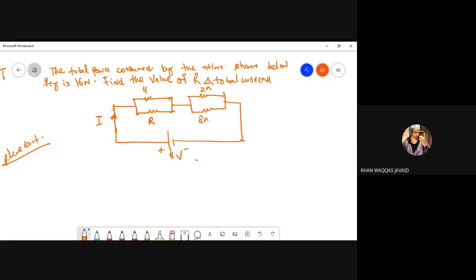See here, power is basically V into I. It's a very simple problem. You know power is 16 watts, and V is already given as 8 volts. So I is equal to 2 amps from that.